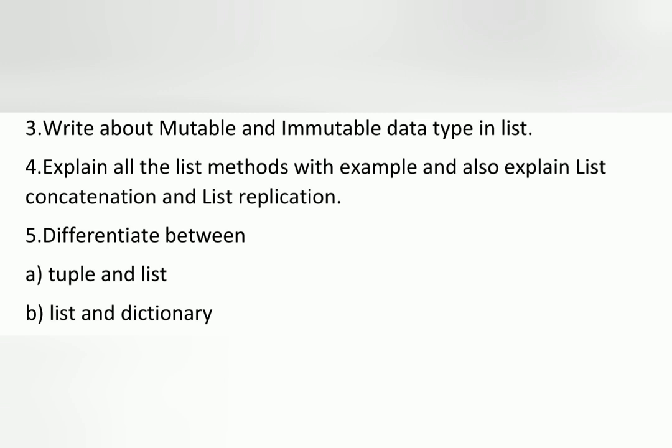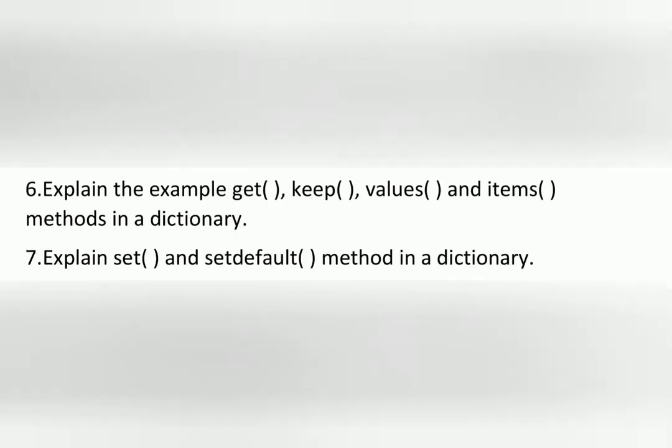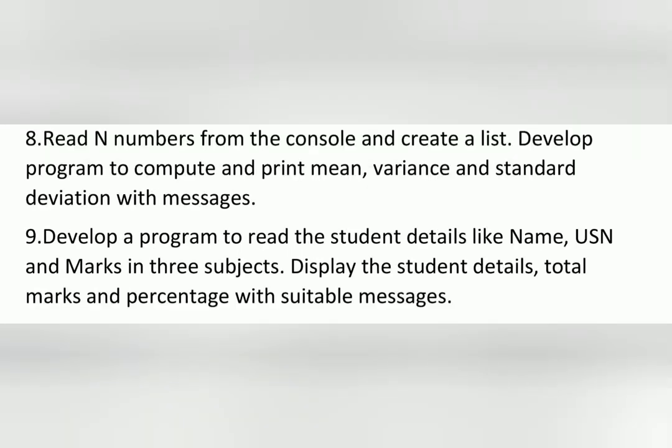The fifth question is differentiate between tuple and list and dictionary. The sixth question is explain with example get, keys, values and items methods in a dictionary. The seventh question is explain set and setdefault method in a dictionary. The eighth question is read n numbers from the console and create a list, develop program to compute and print mean, variance and standard deviation with messages.